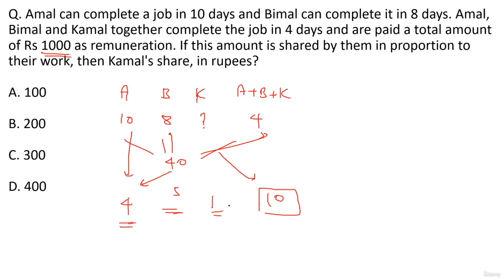वो K का efficiency होगा, right? कमल का. So efficiency का ratio कितना हो गया guys? 4:5:1. So efficiency of Kamal is 1 out of total 10. तो उसका share भी कितना होगा? 1/10 of 1000, जो कि होगा 100 rupees.